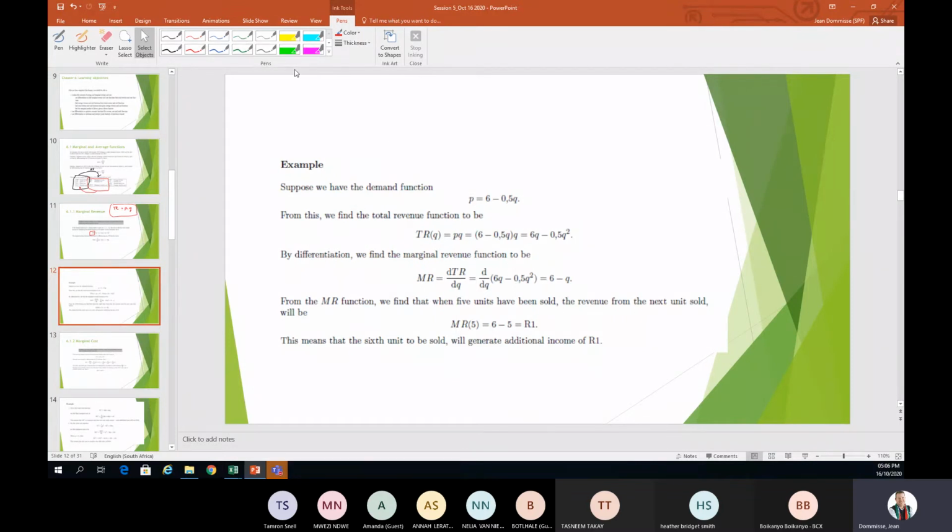So suppose we have a demand function, and that is your demand function.